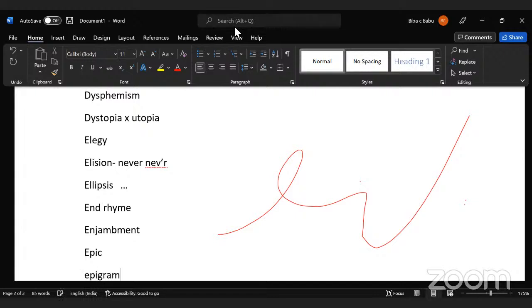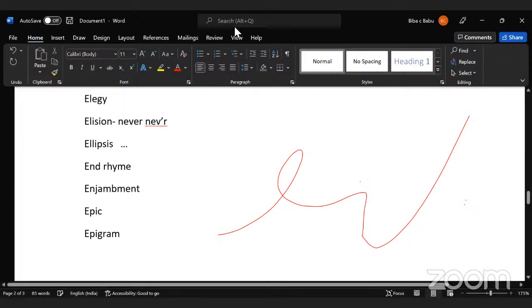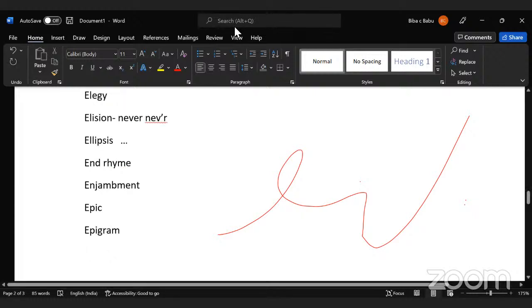Next is epigram. Epigram is a brief, interesting, witty, and striking statement. It's a very brief, interesting statement. That is called epigram. Next is epigraph. Epigraph is the placing of a quotation, where we are quoting another writer. When you quote another writer at the beginning of your work, it is called epigraph.